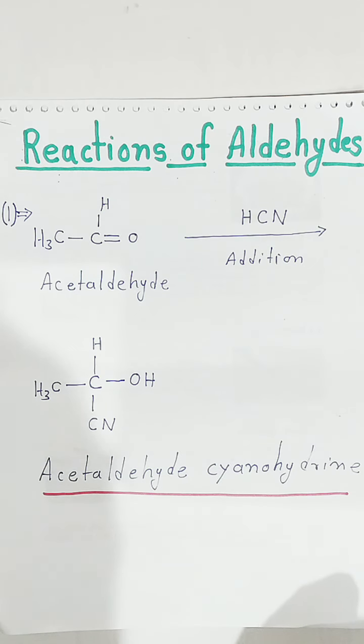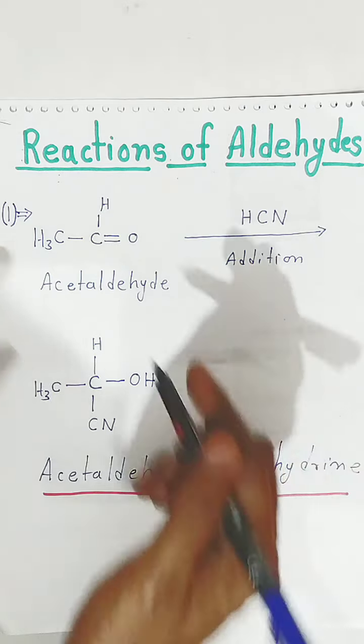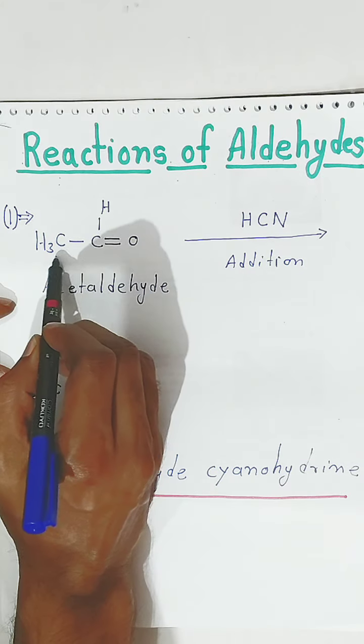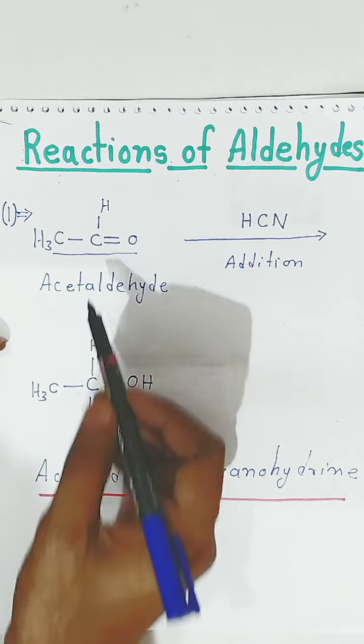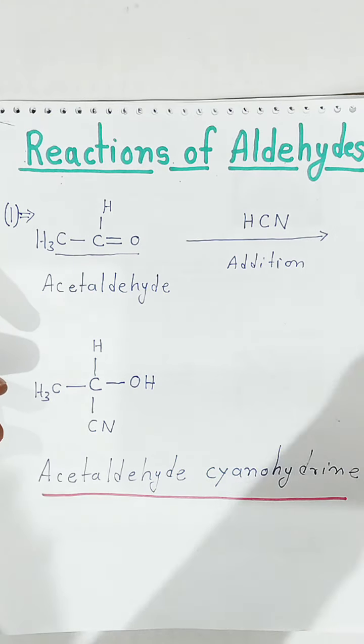Today we are going to see the reactions of aldehyde. Here we are talking about a total of 13 reactions. We have taken a simple aldehyde molecule, that is acetaldehyde, which contains 2 carbons. You have this acetaldehyde in a test tube and you are adding the reagent.